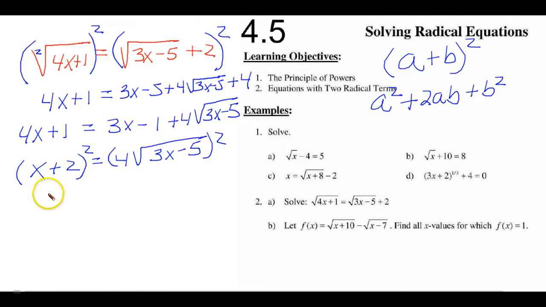Here we're just squaring this binomial again. It becomes x squared plus, multiply this together, double it, square this term. Now when we square the 4 here, that gives us a 16. And then when we square this, that becomes its radicand.